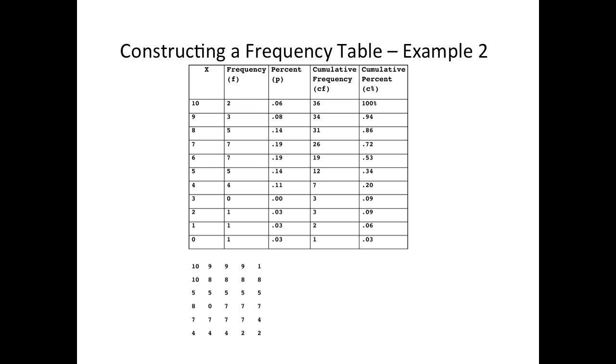If you wanted to know how many people scored between 4 and 8, you would add the relative percent columns for 4, 5, 6, and 7. And that would give you how many people scored in between there.